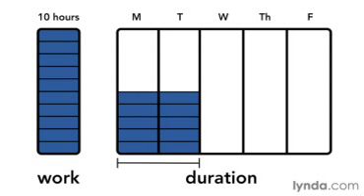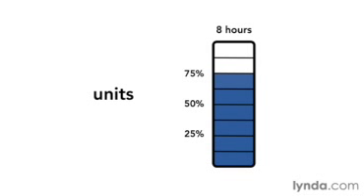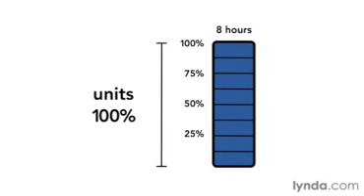The term for the percentage of time a person spends on a task is often called units. In the project world, units are based on a typical workday, 8 hours in a lot of cases. So when someone works full-time, 8 hours a day, units are 100%.